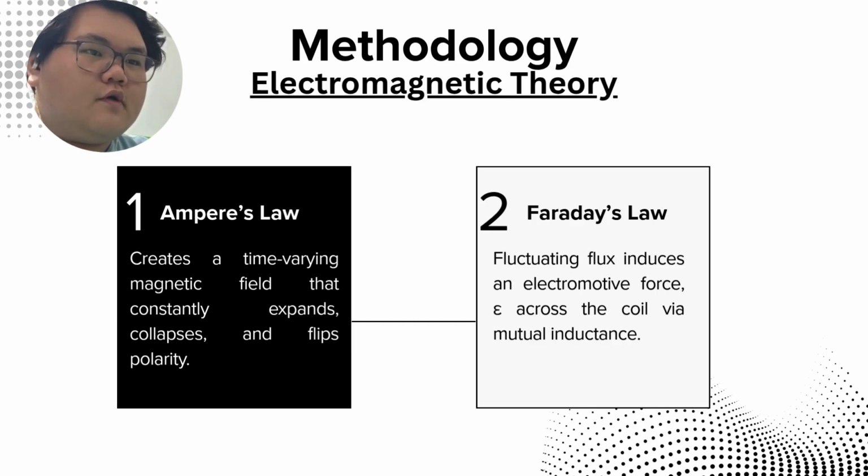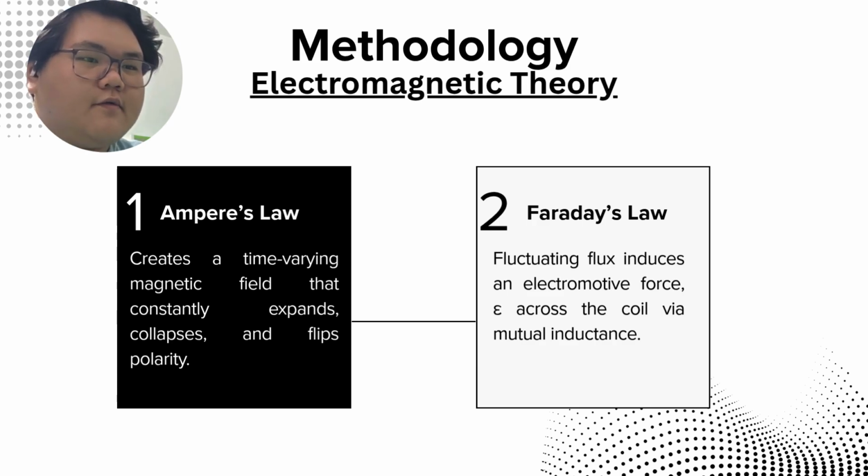For the electromagnetic theory that we use in our project, firstly is Ampere's law, where the BJT switches the DC on and off, turning it into an AC. The current will flow into the transmitter coil and create a time varying magnetic field that constantly expands, collapses, and flips polarity.